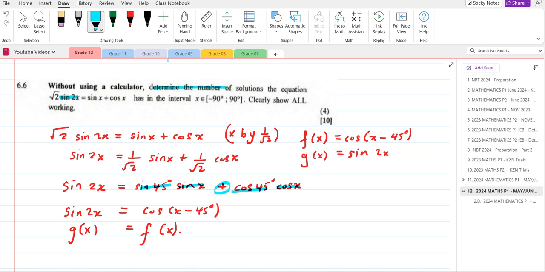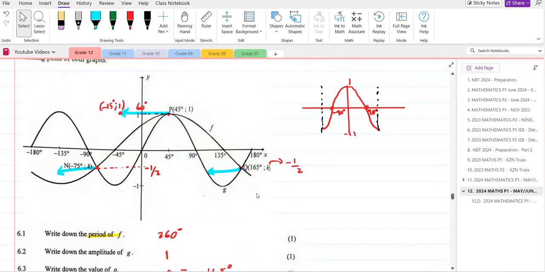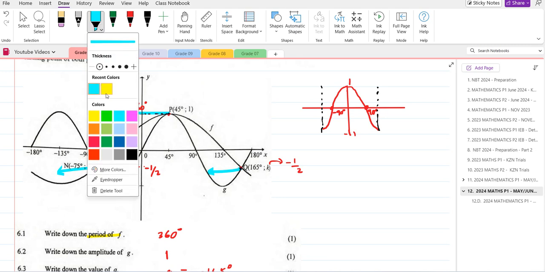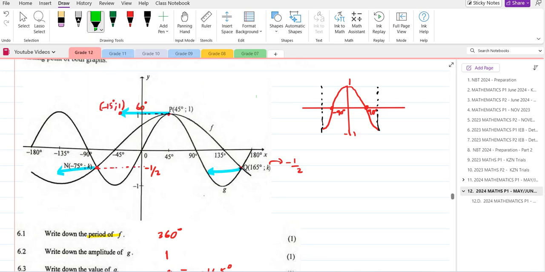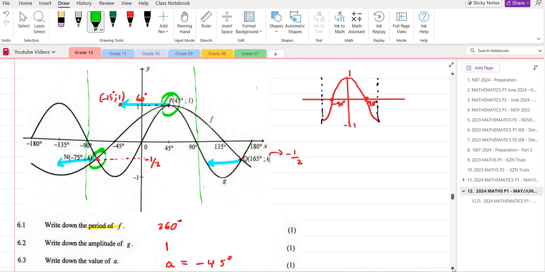Determine the number of solutions. So how many solutions between minus 90 and 90? Between minus 90 and 90, how many solutions are there? So let's check. Between minus 90 and 90, there's minus 90 here and 90 degrees. How many points of intersection are there? There's 1 here and 1 there. So what's the answer? 2.